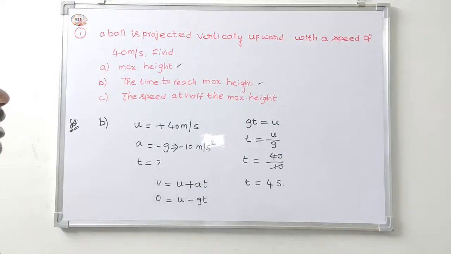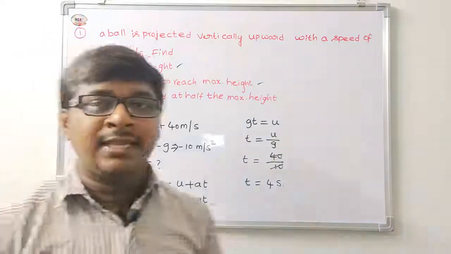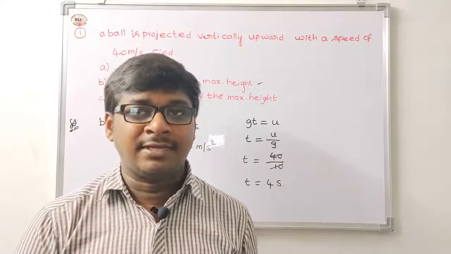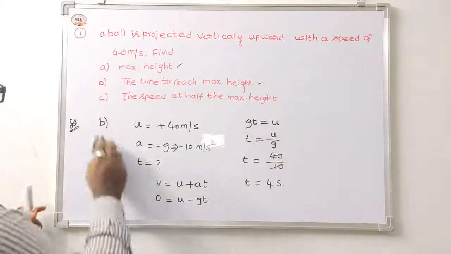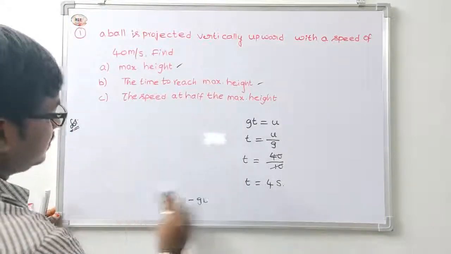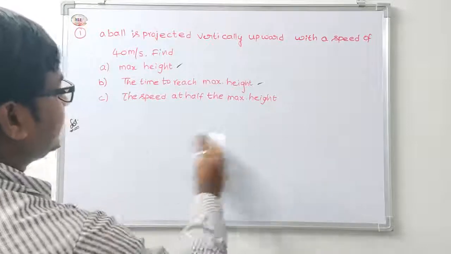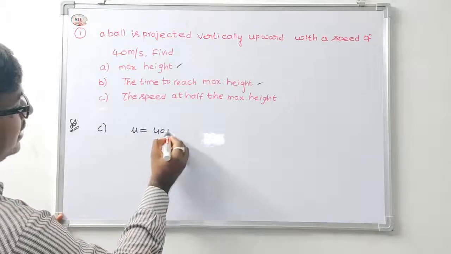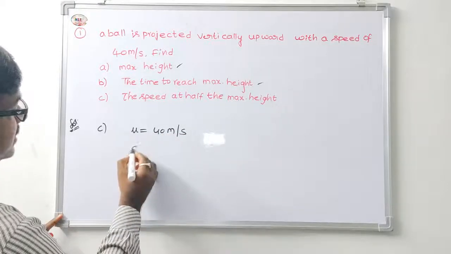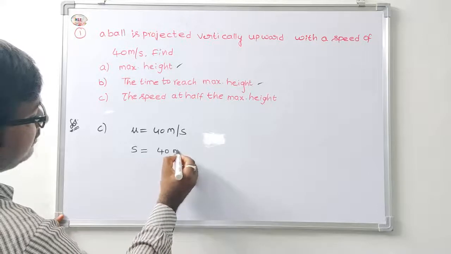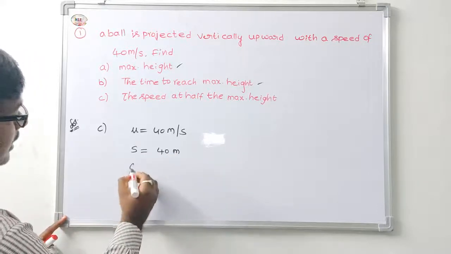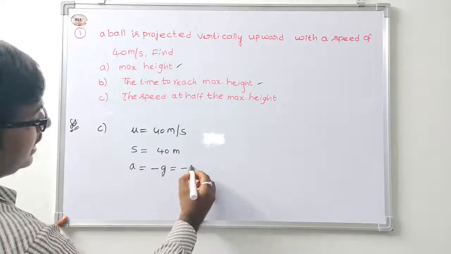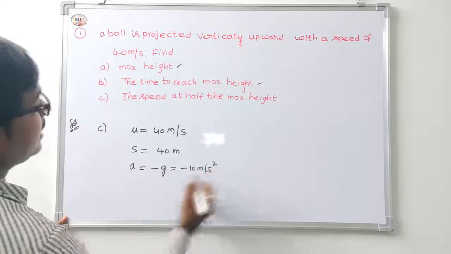Third one is C. The speed at half the maximum height. The displacement at half of the maximum height is 40 meter. The displacement is always positive in a vertically projected body. u is equal to 40 meter per second. The displacement is equal to 40 meter. a is equal to minus g, that is equal to minus 10 meter per second square.